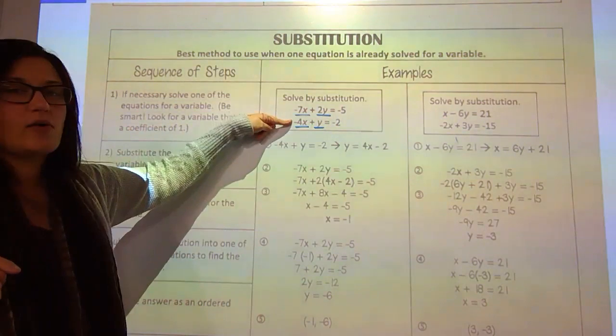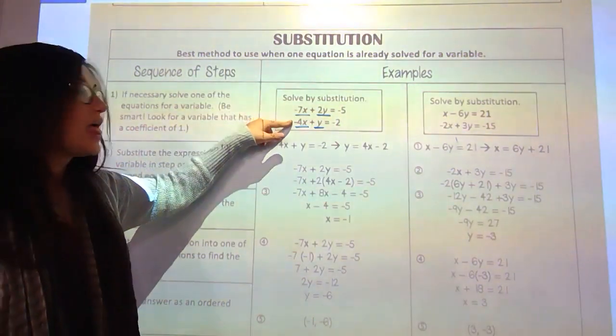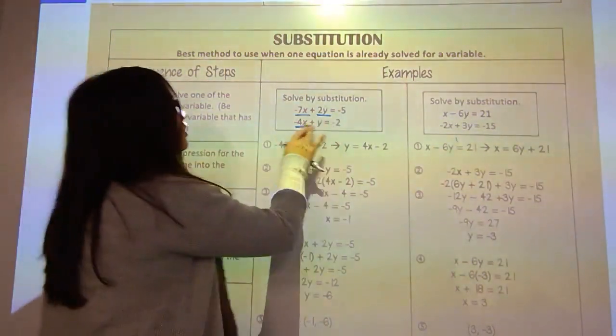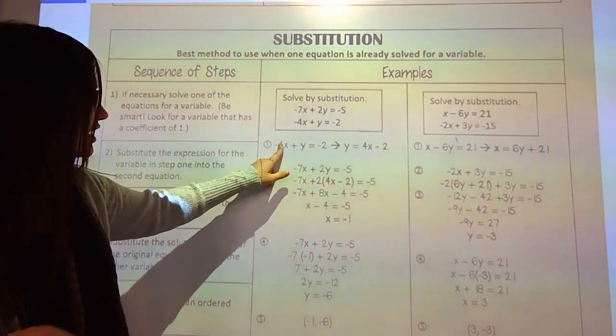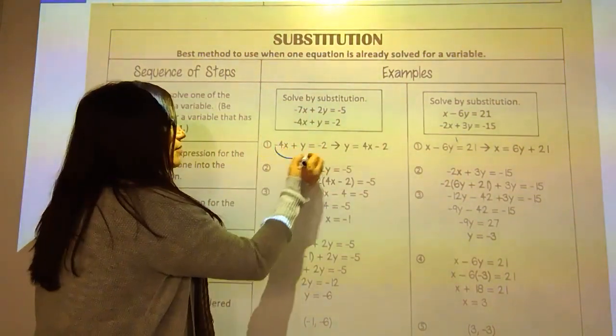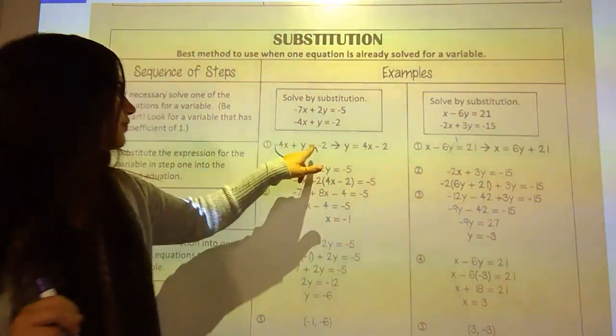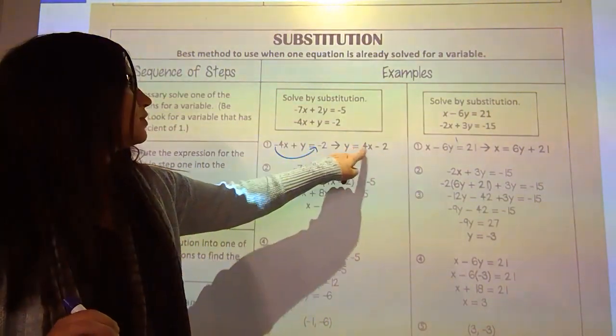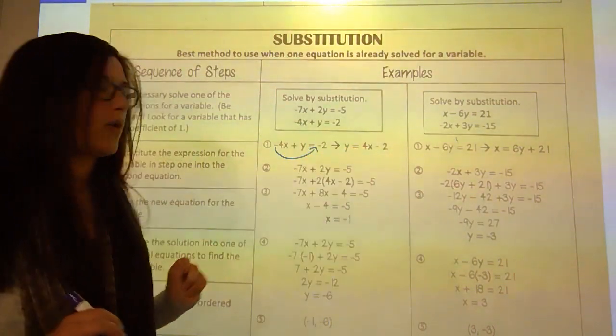Like here in this second equation, I have negative 4x plus y. I want to solve for that y because that will be easiest. So we do that. Negative 4x plus y equals negative 2. The only thing you have to do is move that positive 4x over, and it becomes a positive 4x. So you end up with y equals 4x minus 2, okay?